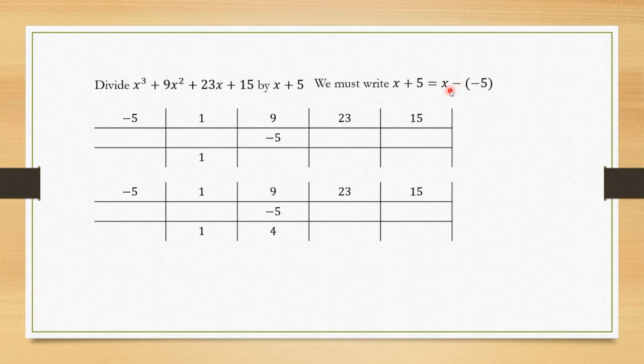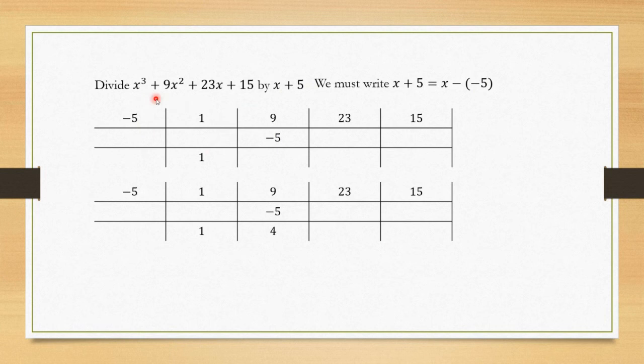Remember, you don't want to have it as plus here. This process is assuming that the divisor is x minus, so we have to make sure it's in the form of x minus. But that's okay. We can write this as x minus a negative, which is the same as addition. So we write it as -5. And then as before, we have to put the coefficients.